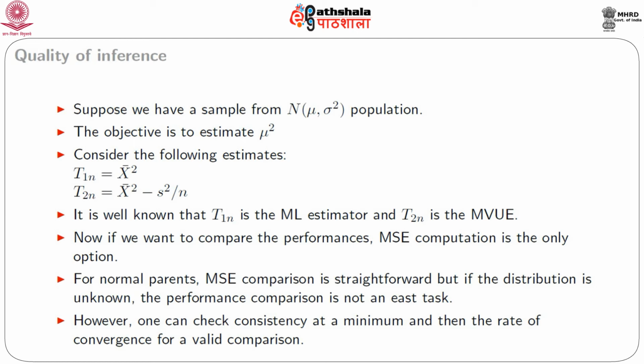T1n, which is nothing but the mean square, that is x bar square, and T2n is nothing but x bar square minus s square by n. It is well known that T1n is the ML estimator and T2n is the minimum variance unbiased estimator. Now, if we want to compare the performances, MSE computation is the only option. For normal parents, MSE comparison is straightforward, but if the distribution is unknown, the performance comparison is not an easy task. However, one can check consistency at a minimum and then the rate of convergence for a valid comparison.